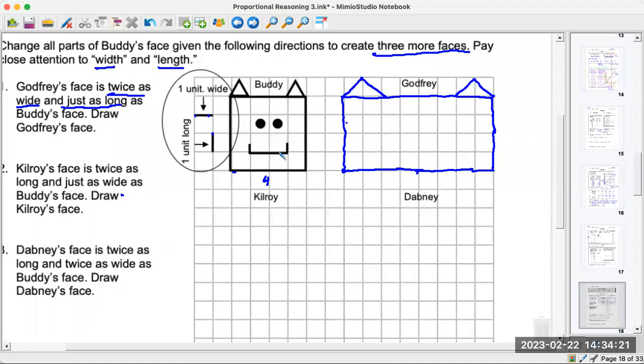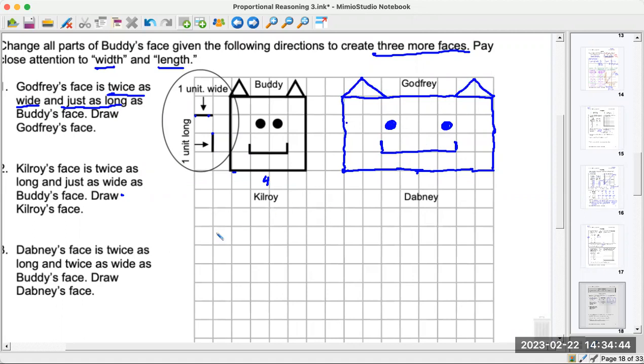Now let's see where the mouth is. We're keeping it at the same height, but we're making it twice as wide. It's 2 now. We're going to make it 4, and up it stays the same. And the eyes are going to be twice as wide. So 1 is here and 1 is here. I think that does it.